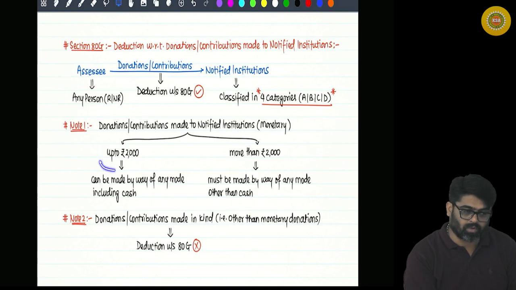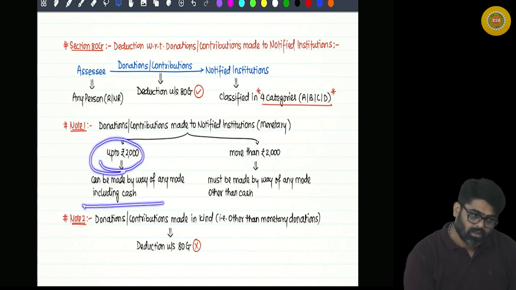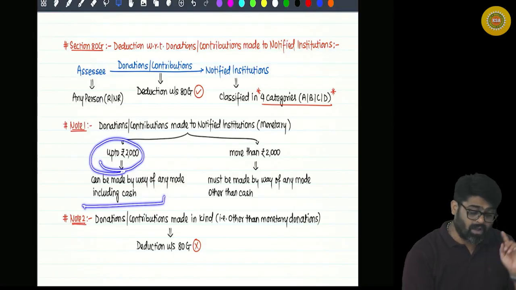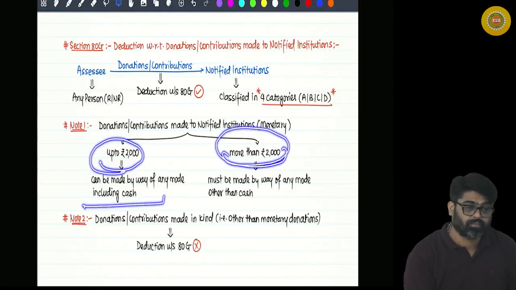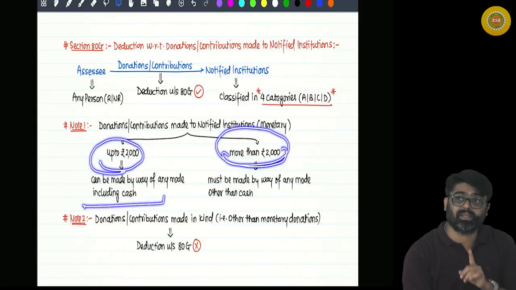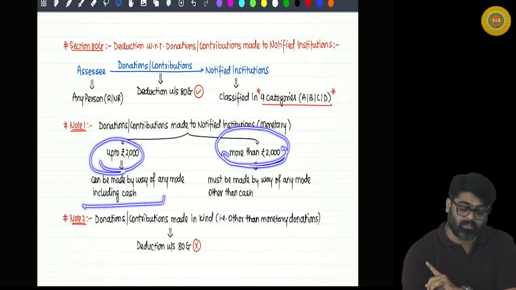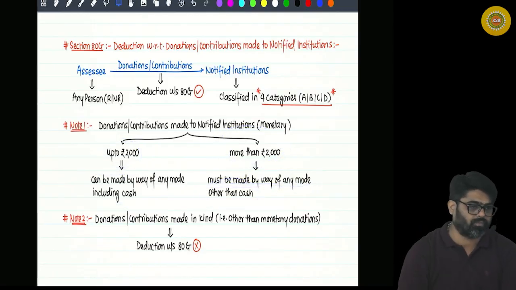Any amount of donation up to 2000 can be by any mode, including cash, and it will qualify. But if the amount of donation is more than 2000, then if you want that amount to be claimed under section 80G, it has to be made by any mode other than cash. Only then it will qualify. Will you remember? Now simple.